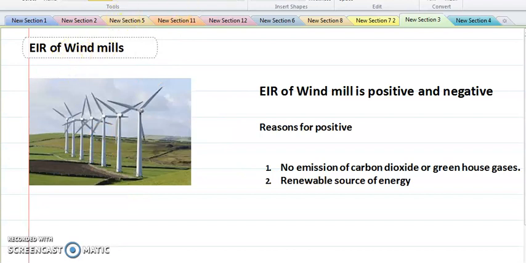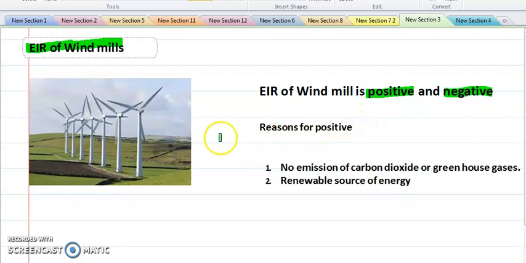And the second activity for which we have to discuss the EIR is the windmill. Windmills' EIR can be considered as positive as well as negative. It means it actually is environmental friendly, and it is harming the environment as well.